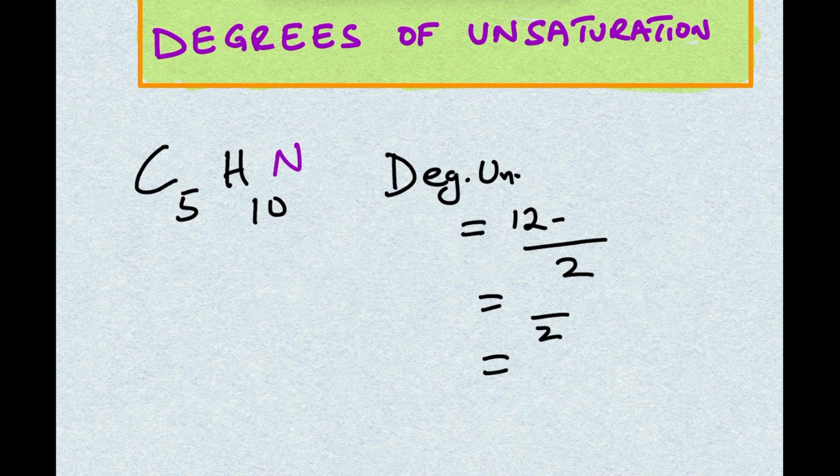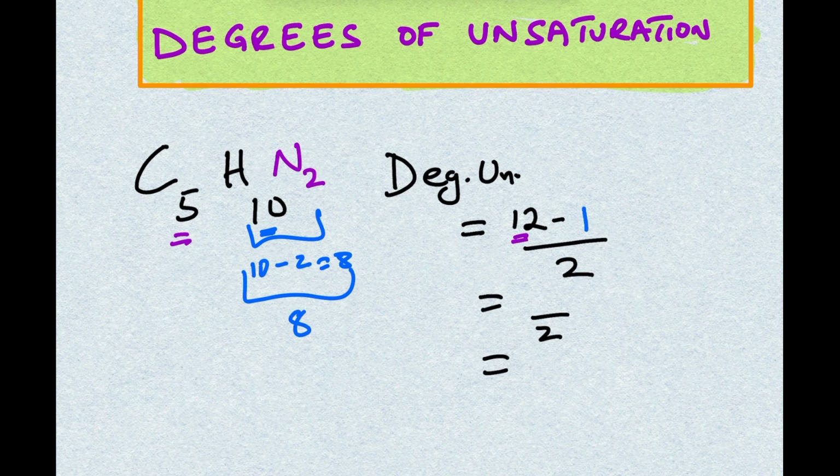Lastly, if you have, say, 2 nitrogens, then we expect, because it's a C5, we still expect 12 hydrogens. But now the number of nitrogens will be subtracted from the number of hydrogens. So in other words, you take 10 minus 2 nitrogens, which equals 8, and therefore this looks like it has 8 hydrogens, and therefore it will be 12 minus 8, which gives you 4 divided by 2, and that gives you 2 degrees of unsaturation.